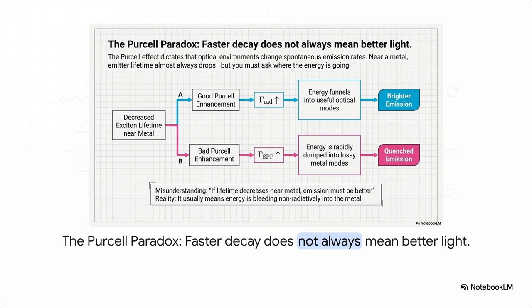The Purcell effect dictates that an optical environment changes the spontaneous emission rate of a molecule. When you place an emitter near a metal, its lifetime almost always drops, meaning the total decay rate goes up. But the real question you have to ask is, where is that energy actually going? Good Purcell enhancement funnels that energy into useful, radiative modes, giving you brighter emission. But bad Purcell enhancement just means the energy is rapidly bleeding non-radiatively into lossy metal modes. A shorter lifetime often just means the SPP is stealing your energy faster.